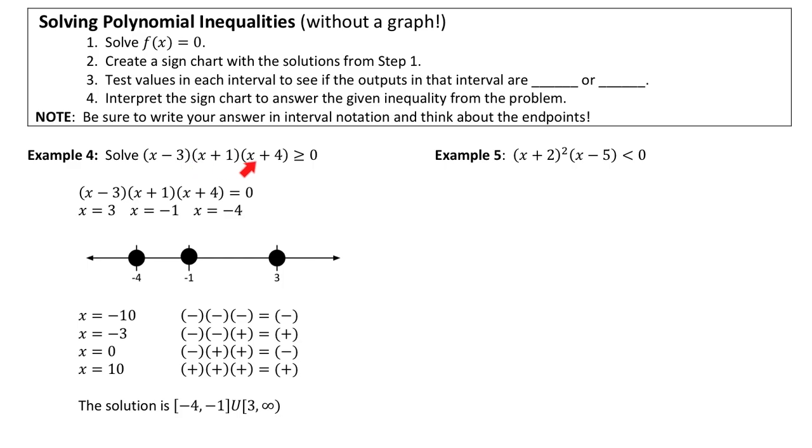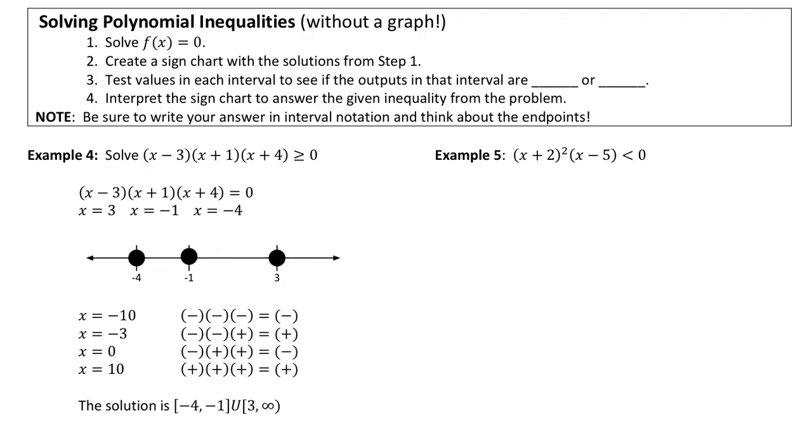Here's the first question. x minus 3 times x plus 1 times x plus 4 greater than or equal to 0. I lose this for a second, I'll come back to it. I set the actual equation equal to 0 and solve. Do we understand how I got these numbers? Opposite of the number in the parentheses. I stick them on a number line. It has created 4 sections. Here, here, here, and here.